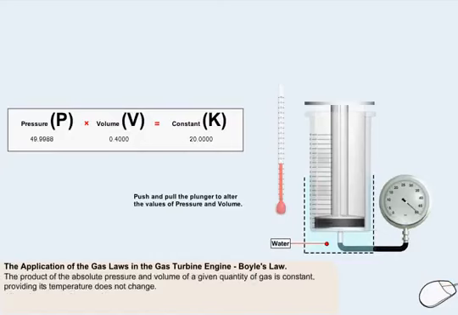Hence, the product of the absolute pressure and volume of a given quantity of gas is constant, as long as the temperature of the gas does not change. Try moving the plunger up and down yourself to simulate changing the weight on it, and note that the results of P times V always remain a constant.